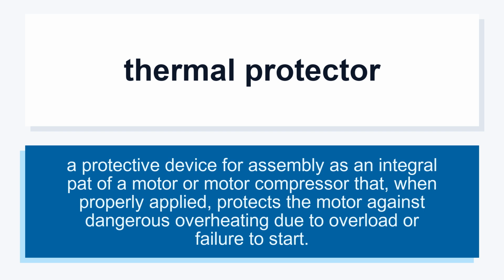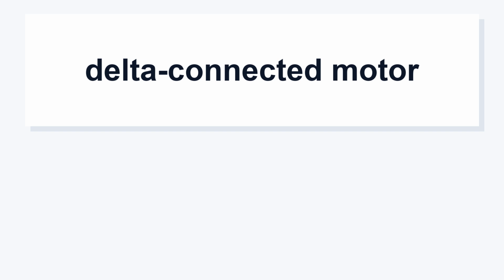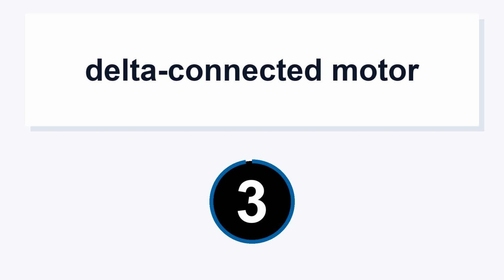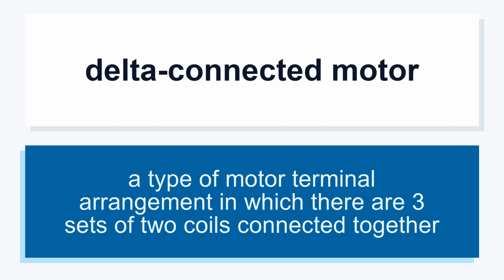A protective device for assembly as an integral part of a motor or motor compressor that, when properly applied, protects the motor against dangerous overheating due to overload or failure to start. Delta connected motor: a type of motor terminal arrangement in which there are 3 sets of 2 coils connected together.